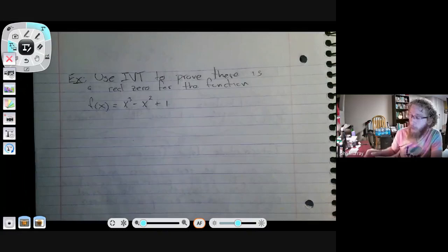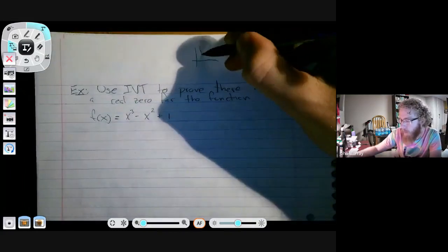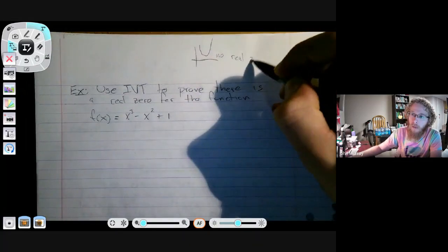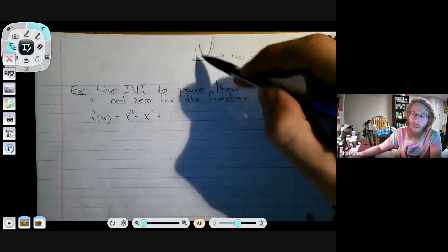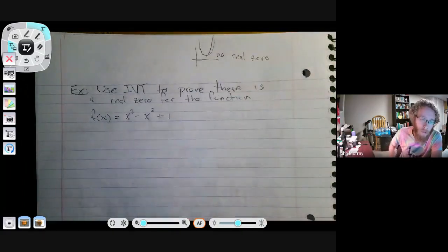Because remember, we saw there might not be a real zero if we have some function that never crosses the x-axis. So in a case where we have a parabola that doesn't cross the x-axis, we don't have any real zeros. We don't have any real number solutions.